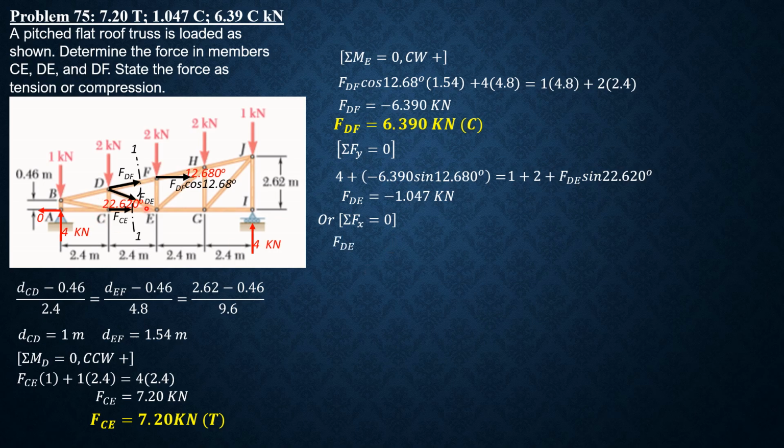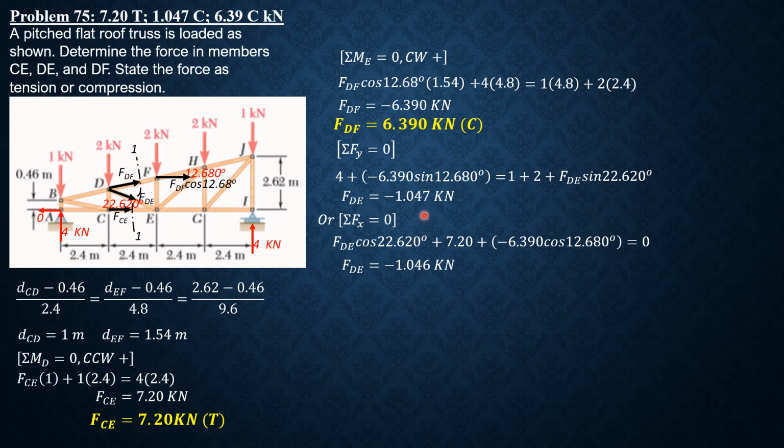So we have FDE cosine of 22.62 plus FDF plus FCE, which is 7.2, plus FDF cosine of 12.68, where FDF is negative 6.390, then cosine of 12.68, that's the horizontal component, then no more because this is 0 equals 0. So solving for FDE, it is also equal to negative 1.046 kilonewton.